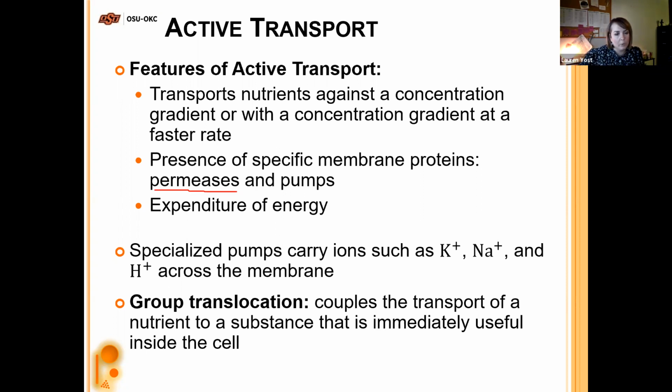So we can couple the transport of a nutrient to a substance that is immediately useful inside the cell. So that's group translocation. So if you're pushing out hydrogen ions and you want to move in something that you actually want, that can help change the protein's shape by pushing those through. There's chemical interactions there that cause that permease to change shape, and then it can bring something else through instead, or cause another reaction inside the cell.